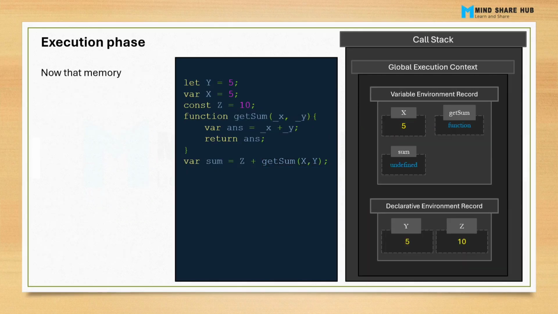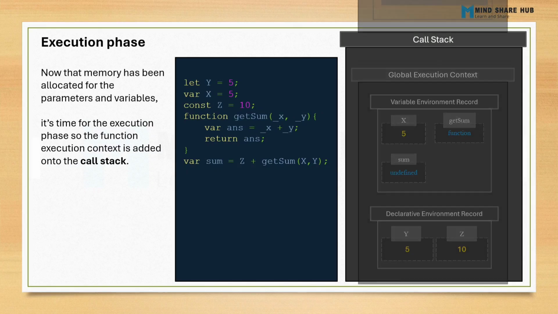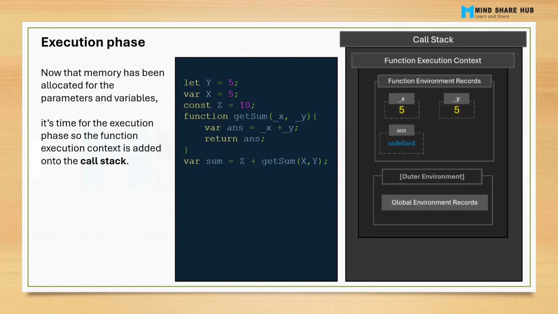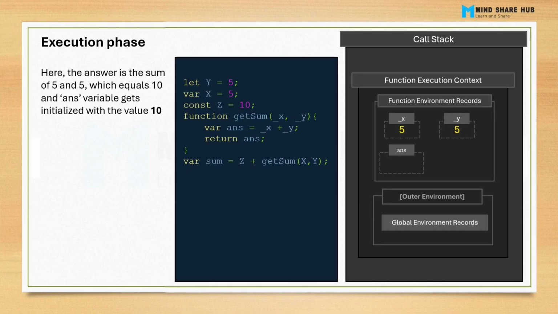Now that memory has been allocated for the parameters and variables, it's time for the execution phase, so the function execution context is added onto the call stack. Here, the answer is the sum of 5 and 5, which equals 10, and the ans variable gets initialized with the value 10. On the last line of the function, it returns the value 10.